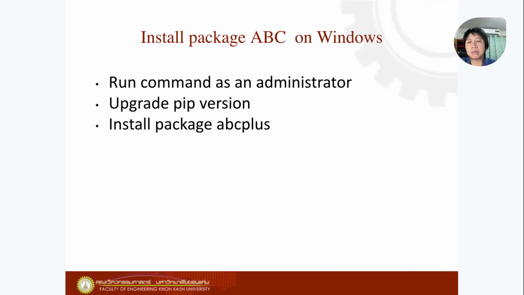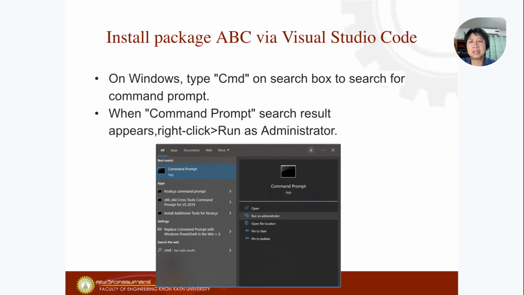But on Windows, you need to run the command prompt as an administrator, and then upgrade the pip version and install the package abc-plus. So this is how you would do it. We are using Visual Studio Code.